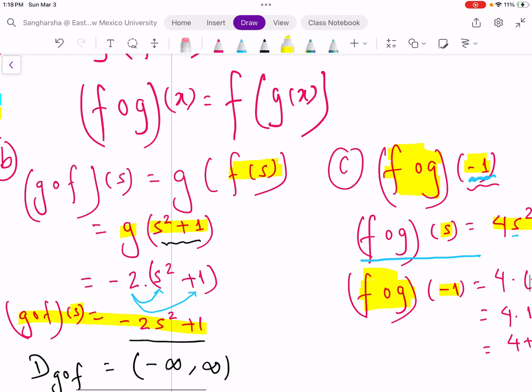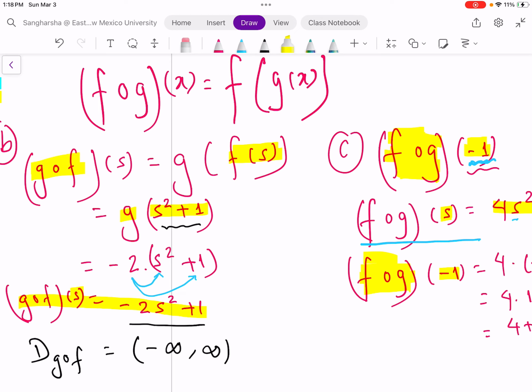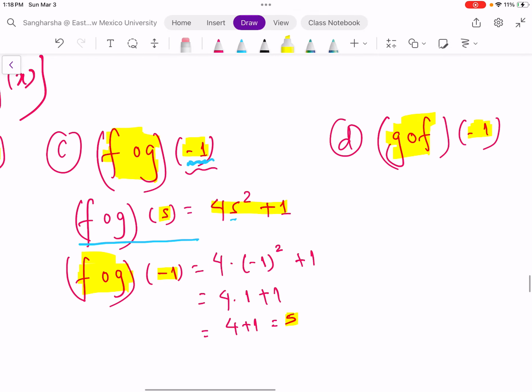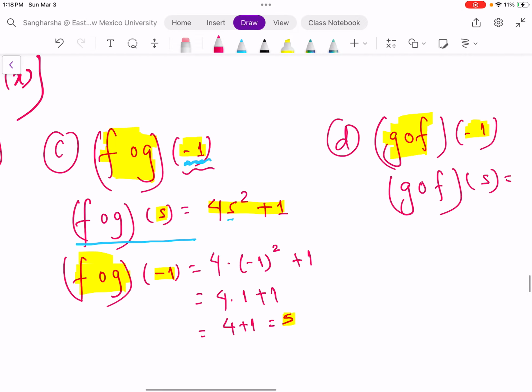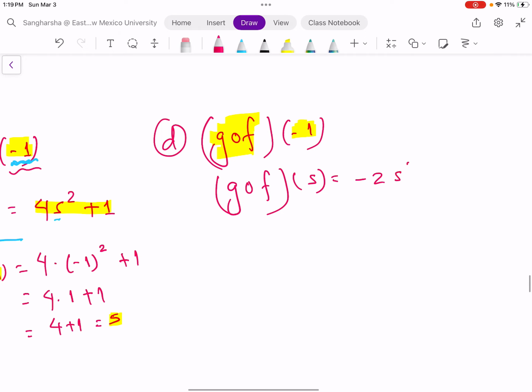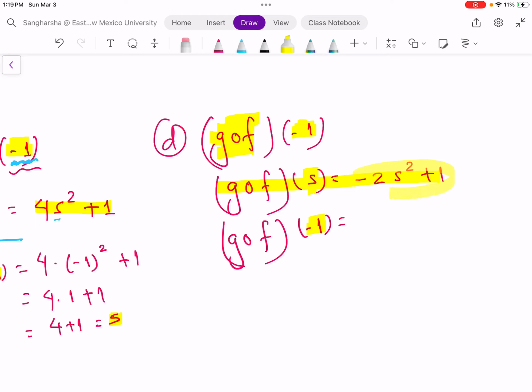So from part B, this g composite f is -2s squared plus 1. So let's write that function. g composite f of s is -2s squared plus 1, and we want to find g composite f of -1. It means we want to know the output when your input is -1. So in this function, our input is s and our output is -2s squared plus 1.